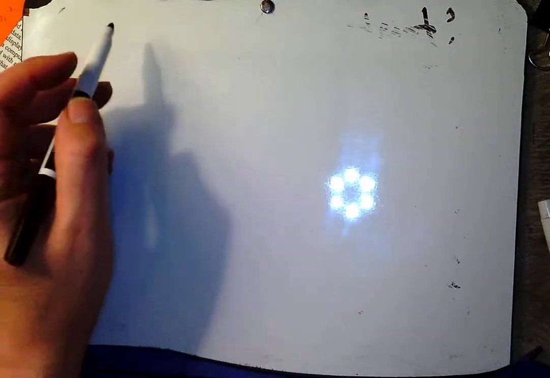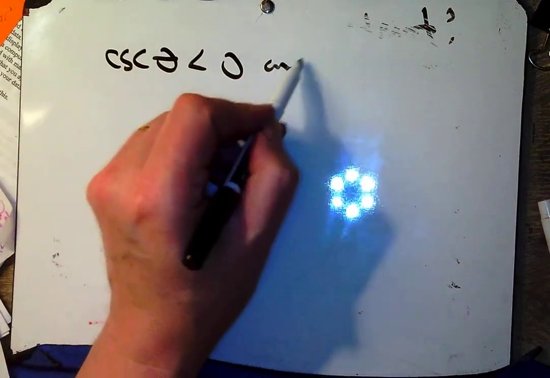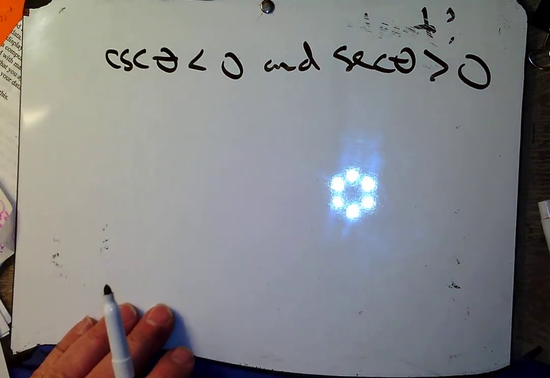How about this one? Cosecant theta is less than 0, and secant theta is greater than 0.